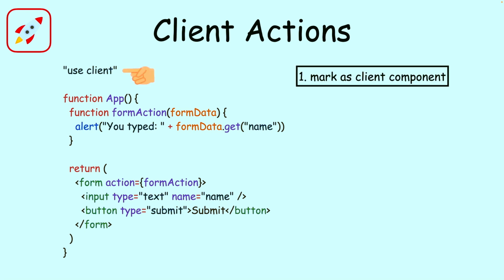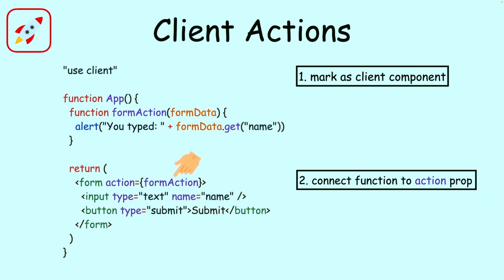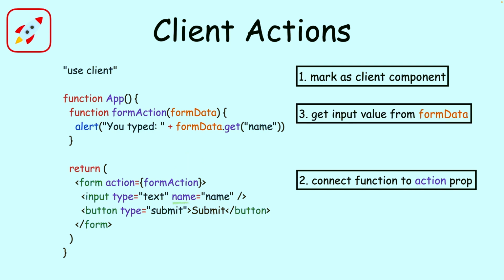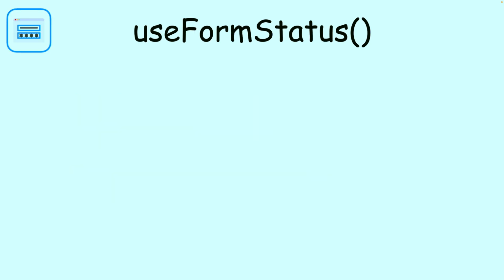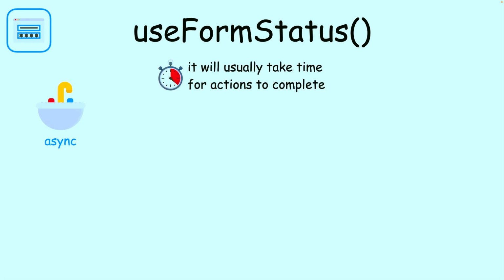For this example, you first write use client at the top of your file to make sure it runs on the client. Then connect the form action function to the action prop of the form, and if you name the input, you can access the input's value by writing formData.get name. However, if your action is asynchronous, you won't know exactly when your form submission will finish.